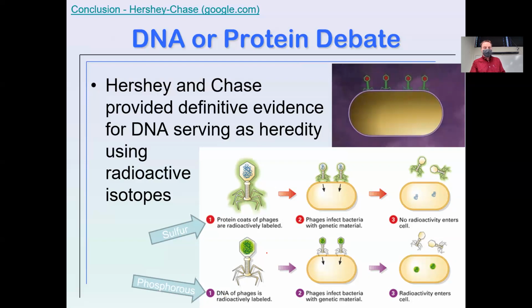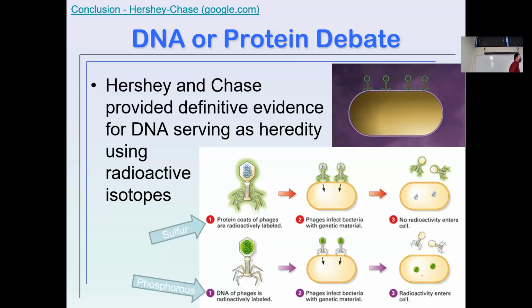And they looked to see which one made it to the cells that were infected, did the sulfur or the phosphorus? And what they found was the radioactive phosphorus, which was in the nucleic acid, was what got passed on to future generations of the bacteria after they've been infected. The sulfur did not, because there's nothing passing the sulfur from one generation to the next.